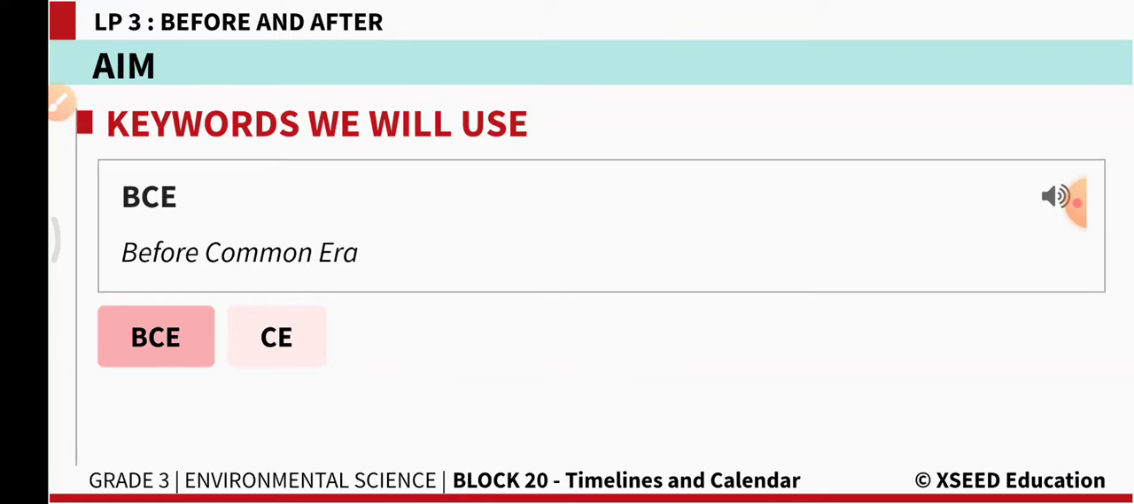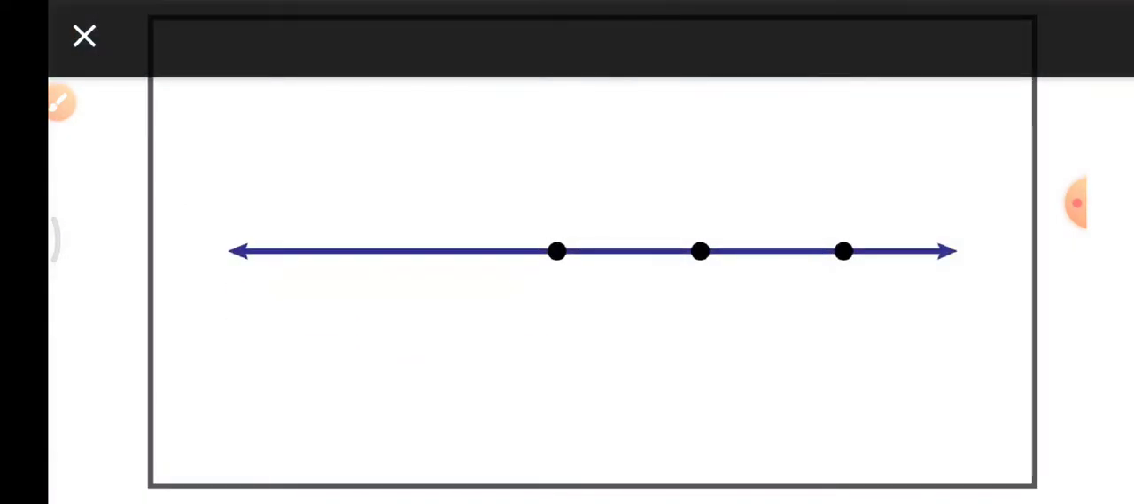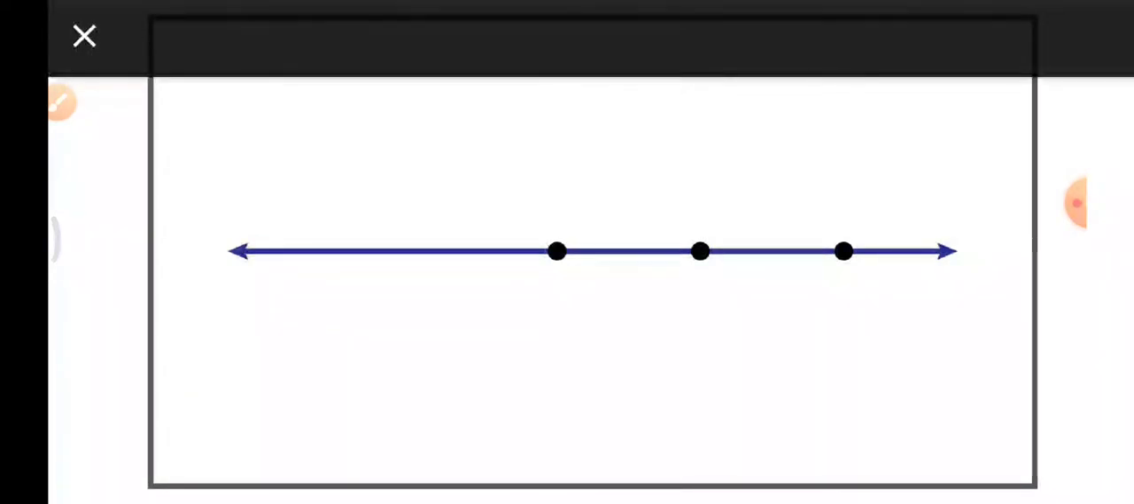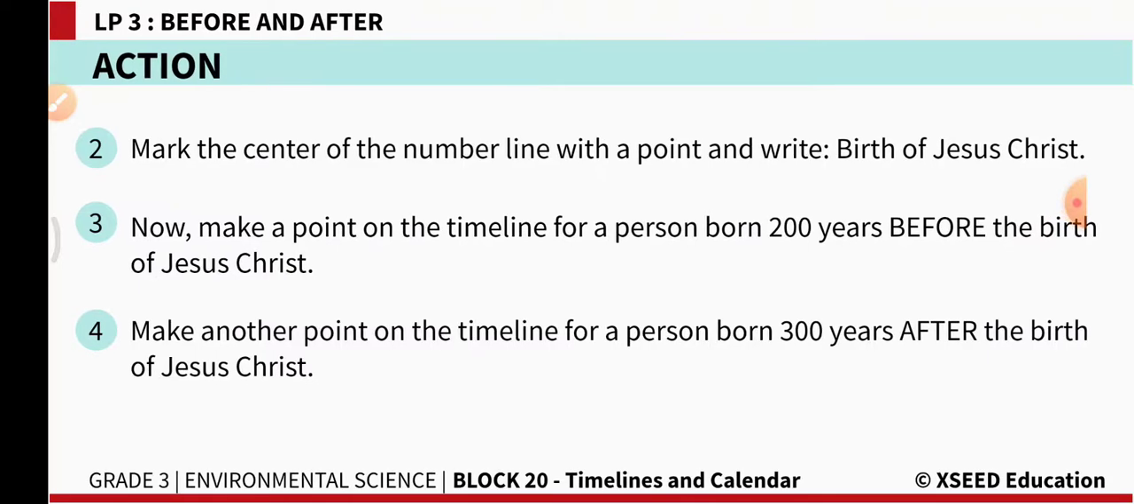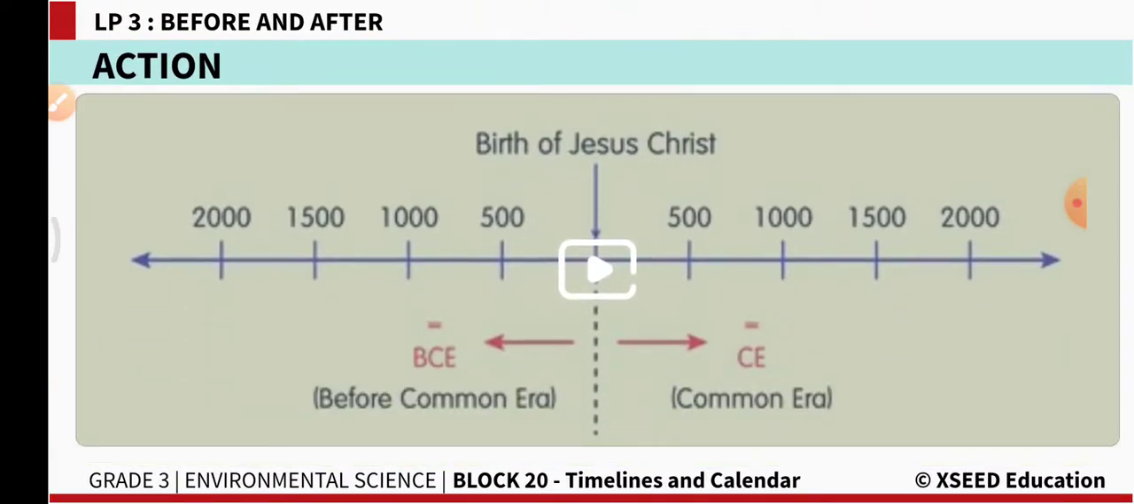BCE means before common era, CE means common era. So draw such a line in your notebook. In your EVS notebook, draw this timeline and mark the center of the number line with a point and write birth of Jesus Christ. Now make a point on the timeline for a person born 200 years before the birth of Jesus Christ. Make another point on the timeline for a person born 300 years after the birth of Jesus Christ. Now let us watch this video.